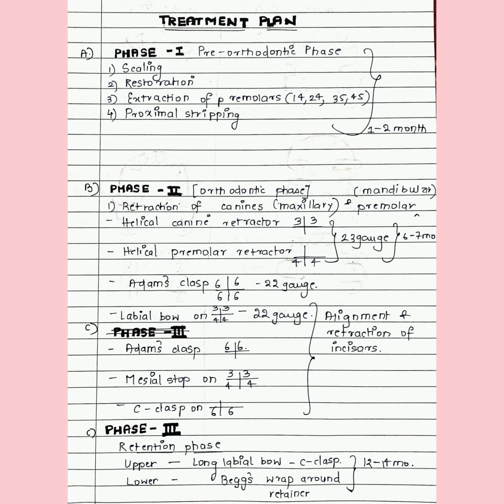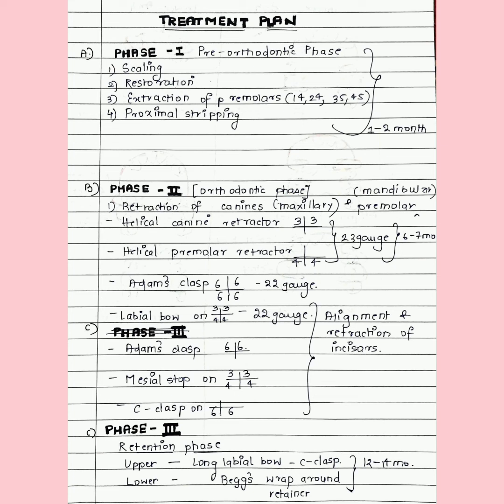So this is how we write the treatment plan. In phase 1, that is the pre-orthodontic phase, we'll do scaling, restoration if there are any caries, and we'll extract the premolars. Like I said, first premolars for the maxilla, second premolars for the mandible, and also we need to do proximal stripping. We already saw that for a period of 1 to 2 months.